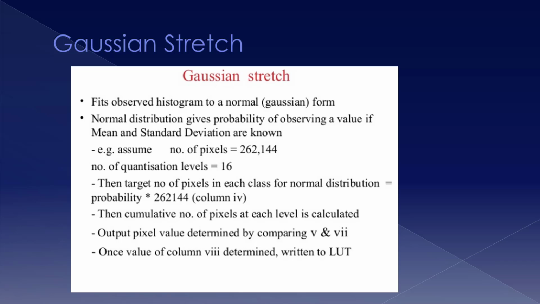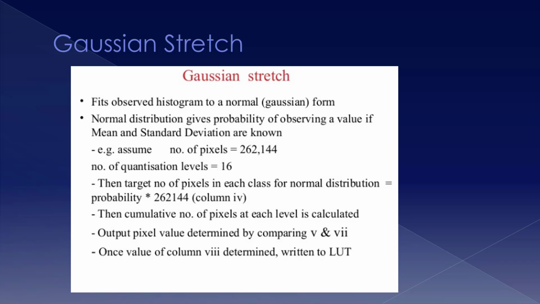So here's some details on a Gaussian stretch. It fits an observed histogram to a normal Gaussian form. The normal distribution gives the probability of observing a value if the mean and standard deviation are known. So for example, you can assume the number of pixels is 262,144. The number of quantization levels is 16.